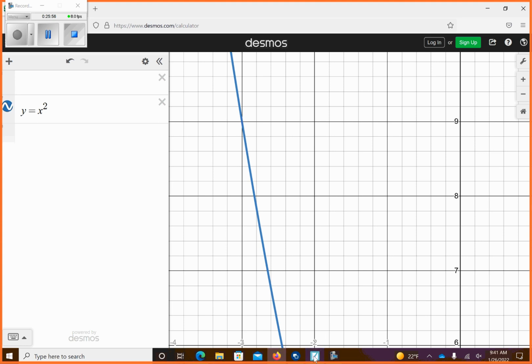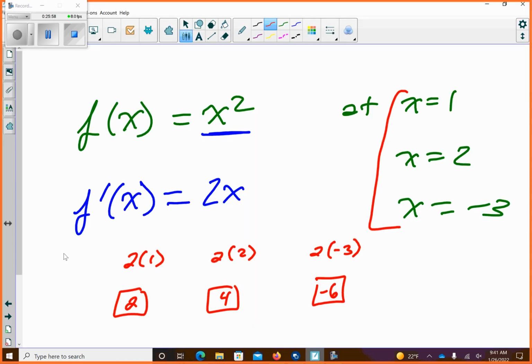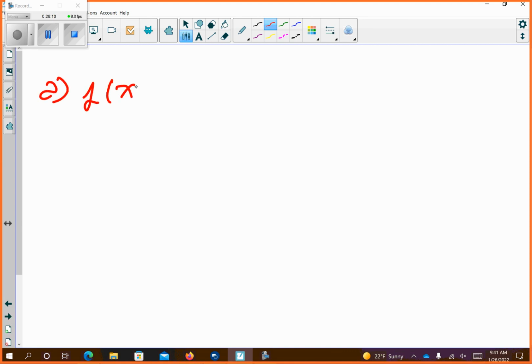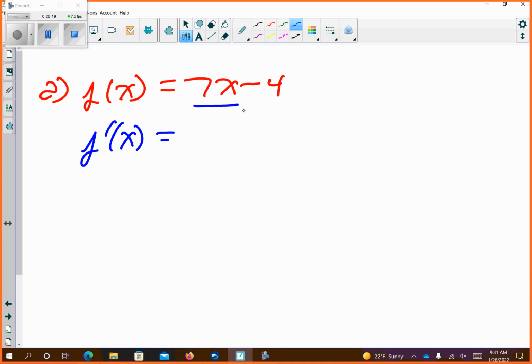Okay? And this is a little different. I don't want you panicking on this. I can get you through it. It's not something that's a horrific thing. So letter A, if I have f of x equals 7x minus 4, I'm going to say f prime of x. That means I'm taking the derivative. What's the derivative of 7x? 7. What's the derivative of -4? 0. So my derivative of this equation is just 7.